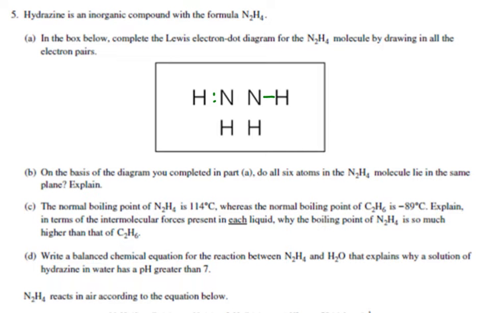It's not meant to trick you, even if you feel like it is. When you're done, you can look up. It's 1 point, should add up to a total of 14 electrons. It should look like that. Again, you could do electrons in the middle, but you need to have the lone pairs on the nitrogen. It's 1 point. B, on the basis of the diagram you completed in part A, so if you drew it differently, you could still get part B correct.